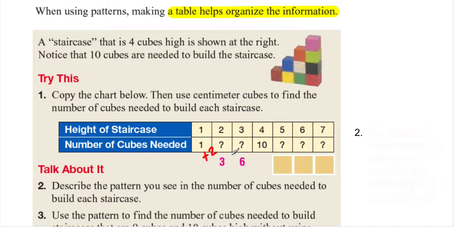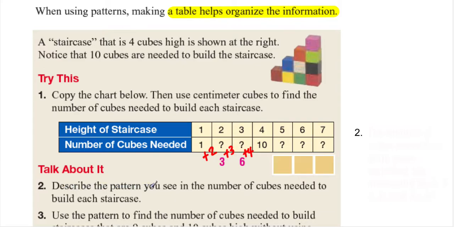To be able to get to 6, you added 3 cubes. To be able to get to 10, you added 4 cubes. So the pattern is now brewing: plus 2, plus 3, plus 4. Okay? And that's the answer for example number 2.